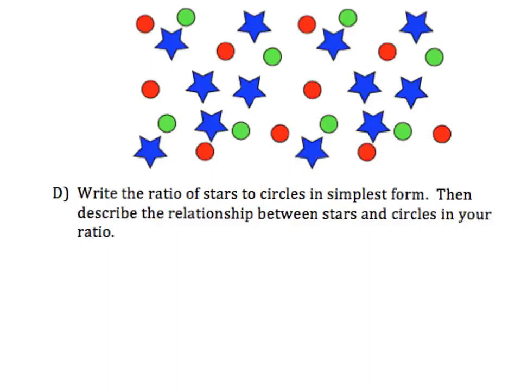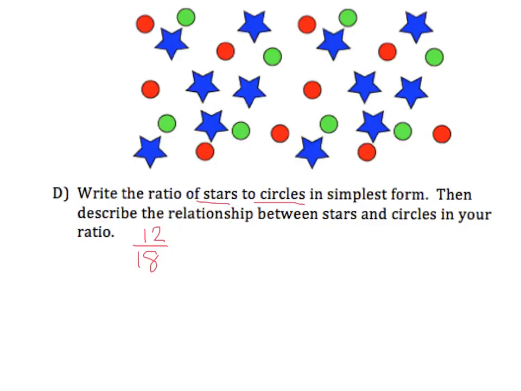It says, write the ratio of stars to circles in simplest form. Let's do that part first. So we're comparing stars to circles. If I count how many stars I have, I would count 12 stars. And then if I count how many circles there are, there's 18 circles. So that ratio is 18:12. The problem is that ratio is not in simplest form.